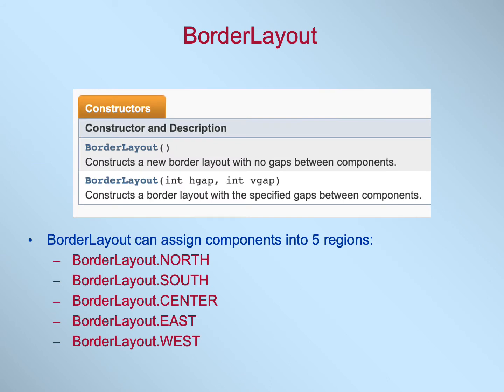If you look at the BorderLayout API, there are 2 constructors. The first one is BorderLayout, where it constructs a new border layout with no gaps between the components. And there's also BorderLayout horizontal gap and vertical gap, where it constructs a border layout with the specified gaps between the components. Border layout can assign components into 5 regions. So we have BorderLayout.North, BorderLayout.South, BorderLayout.Center, BorderLayout.East, and BorderLayout.West.